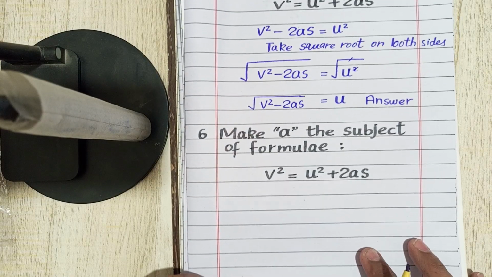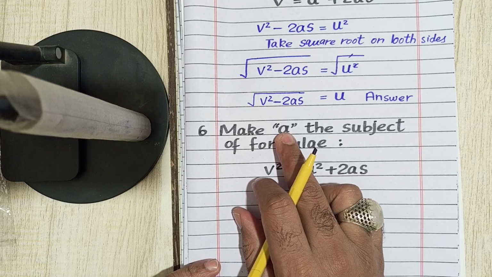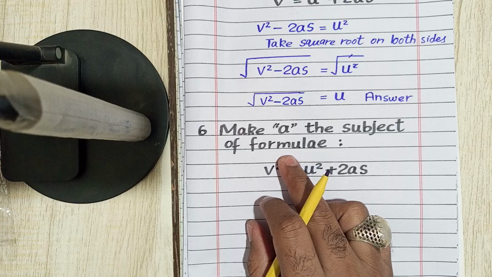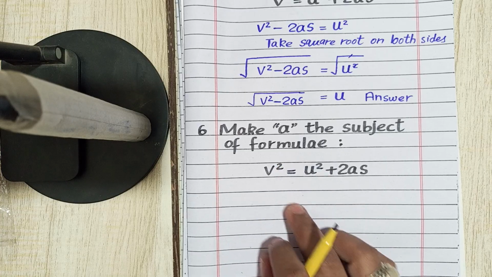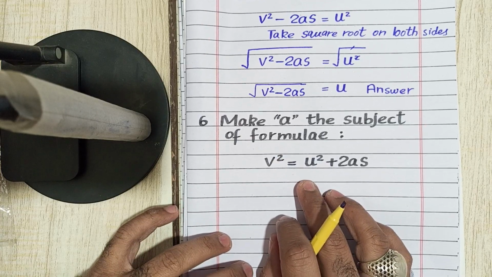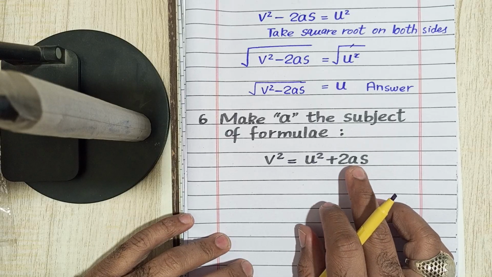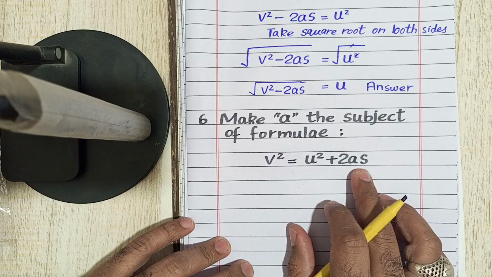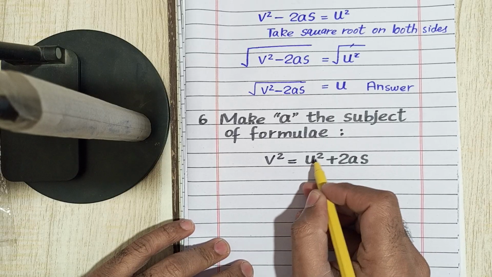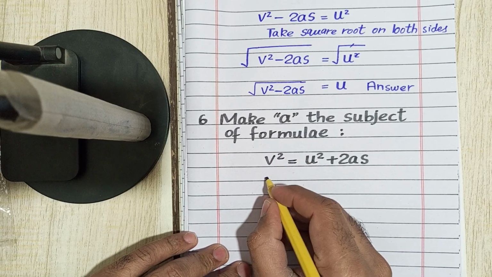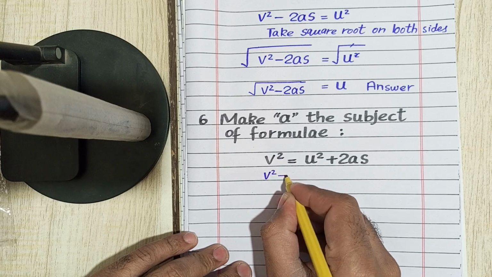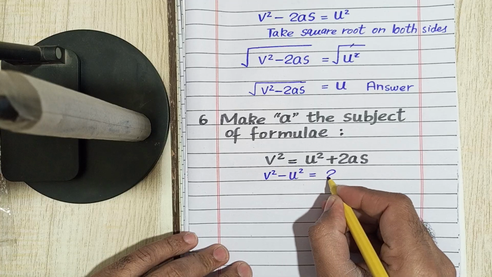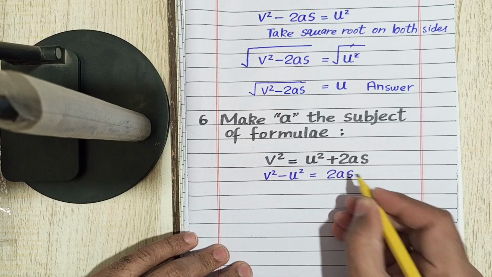Now our next question, make a the subject of the formula. So in this question we want to calculate a. So here we have v square equal to u square plus 2as. So now we take away this u square here. So we write here v square minus u square equal to 2as.